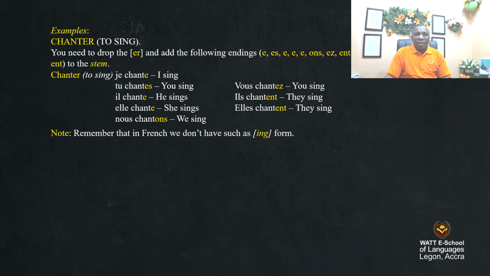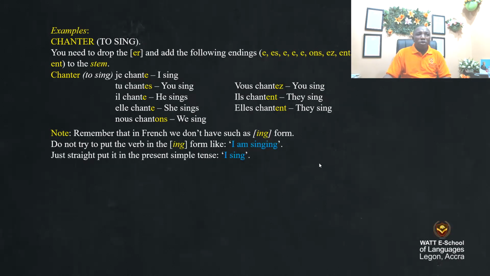Now, remember that in French, we don't have such an ing form. Because in French, you can say, I am going. The French, we don't have that ing form. Do not try to put the verb in ing form in the present, like I am singing. Just straight put it in the present simple tense, I sing.